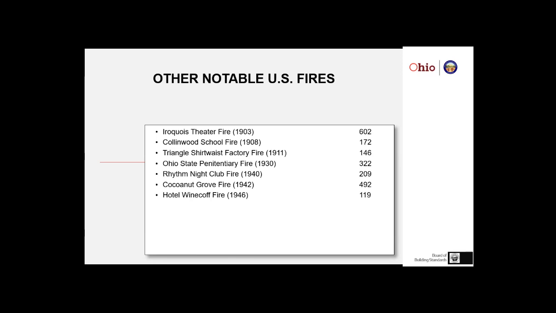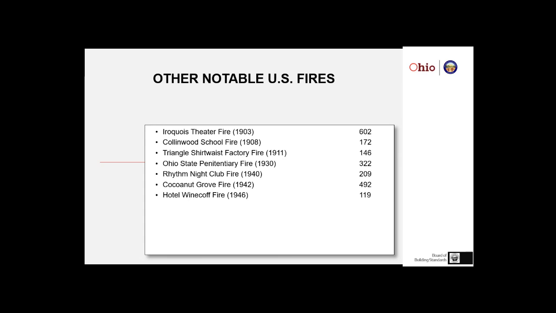Let's look at the Hotel Winecoff fire in 1946, Atlanta, Georgia. 119 people died, 90 were injured. Again, a building that was touted and advertised as being fireproof. The source of this fire is still unknown, but they have a feeling that it started on the third floor. It was originally a guest room, but it was converted to an office. They had temporarily put the furniture, mattresses, and so forth in the corridor. And that's where they feel the ignition source began after investigation.